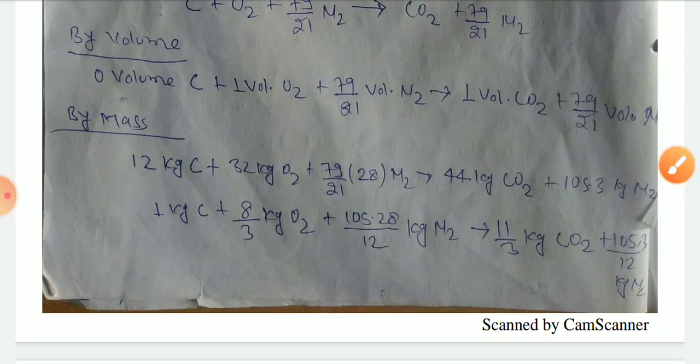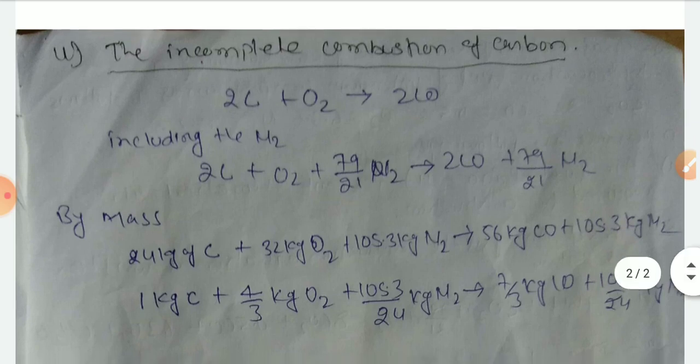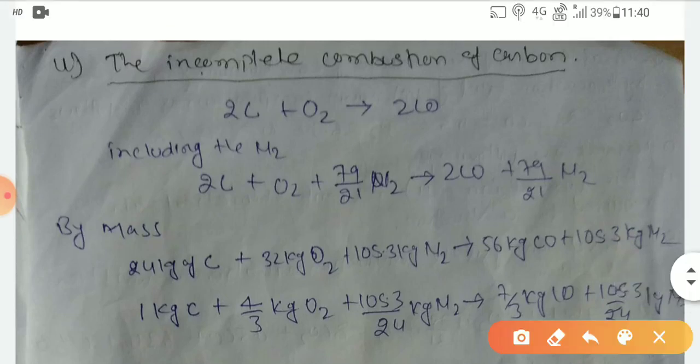Now I am going to solve the incomplete combustion of carbon. Incomplete combustion of carbon occurs when there is insufficient supply of oxygen to burn the carbon completely to carbon dioxide. So that is for the incomplete combustion of carbon.